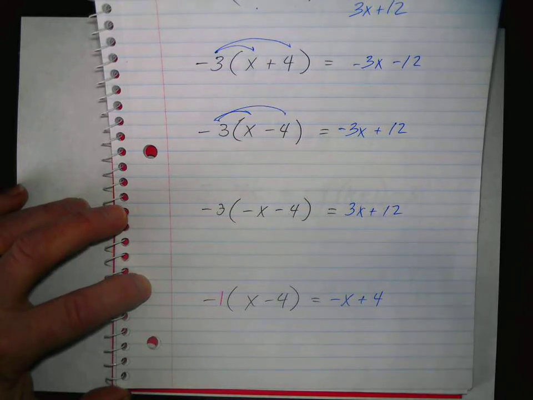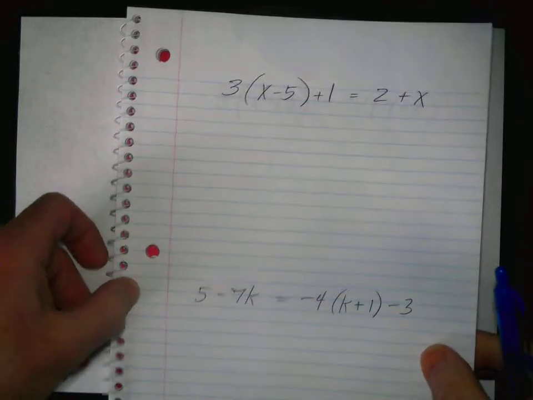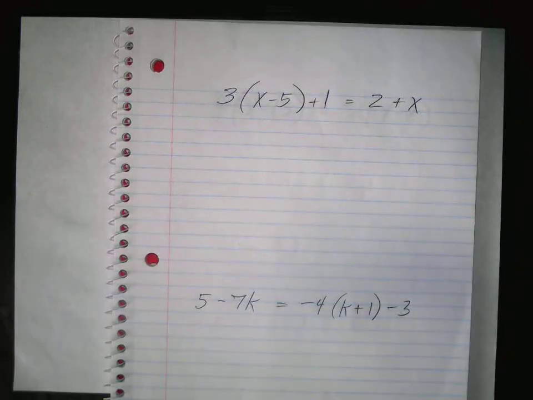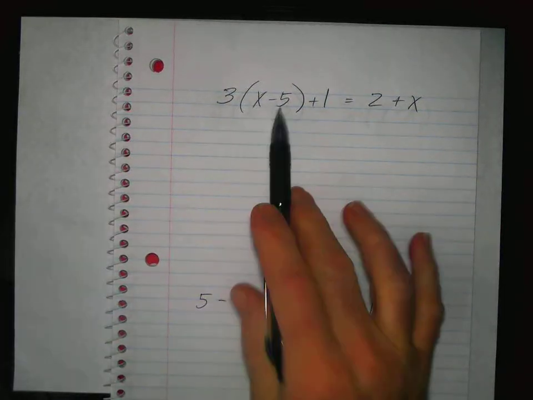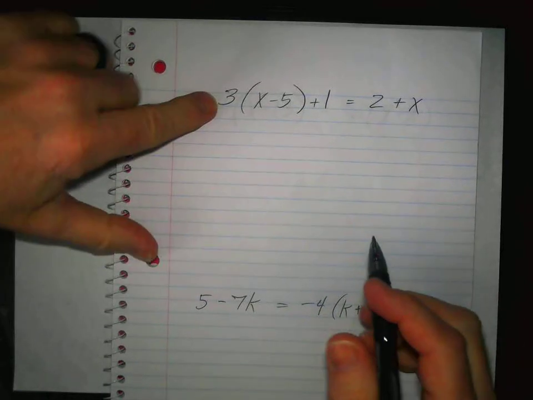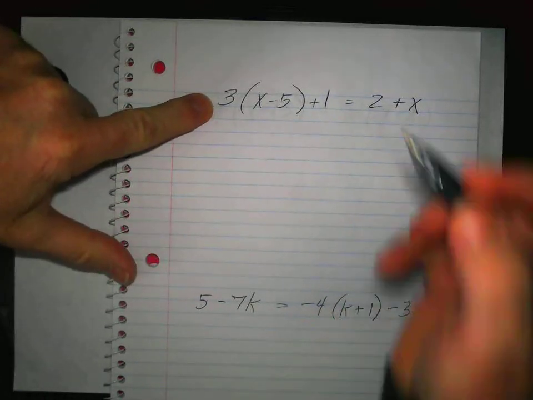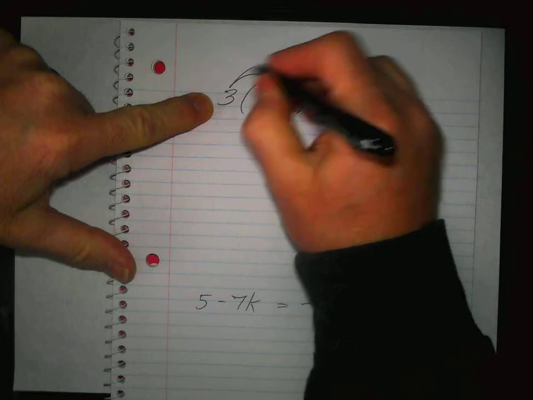Alright, so there's our review section of that, and now what I'm going to do is go through 3 problems that deal with exactly what I was just talking about. So we're going to look at this first one here. We have variables on both sides, and we have a difficulty of the distribution going on the left side of this equation. So I'm going to make my little marks.